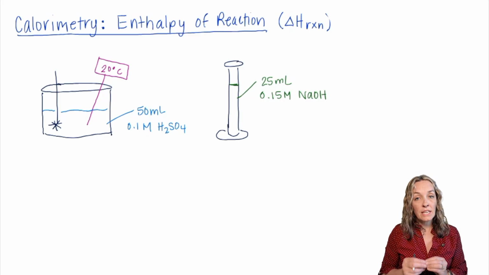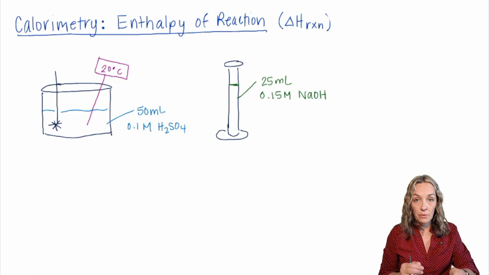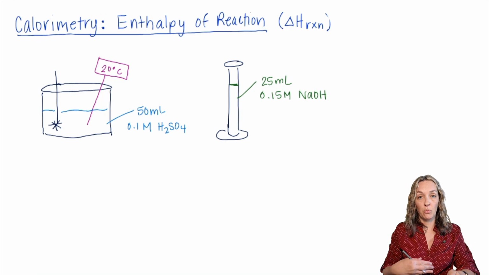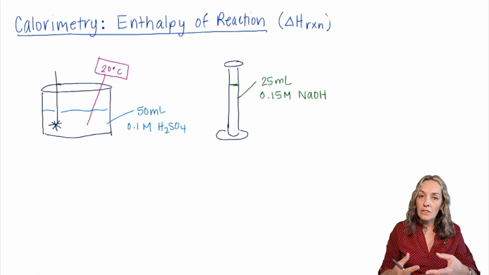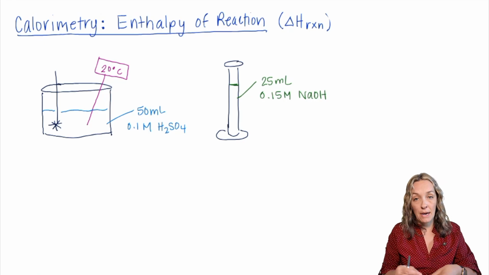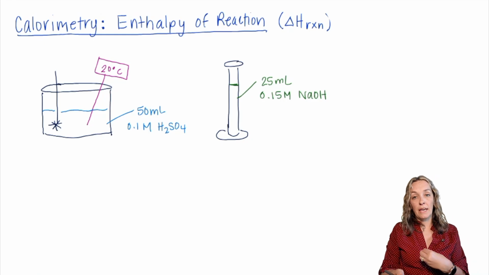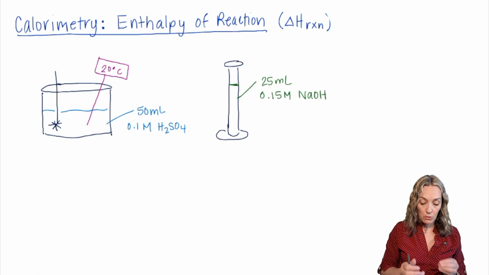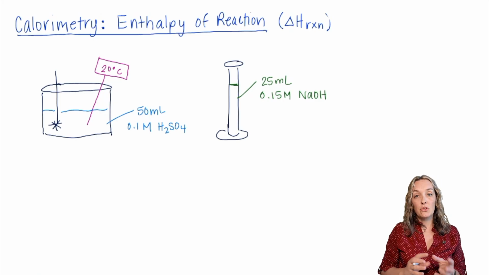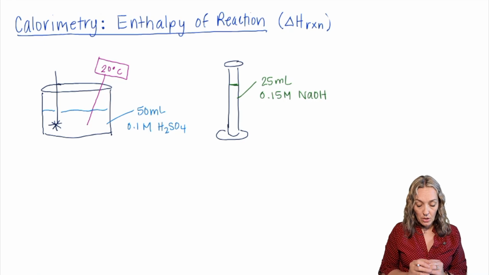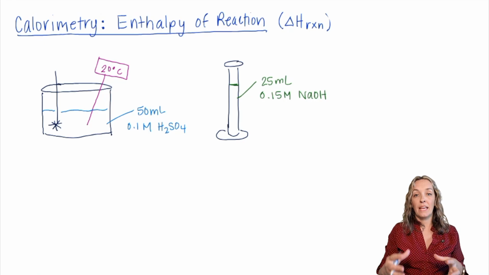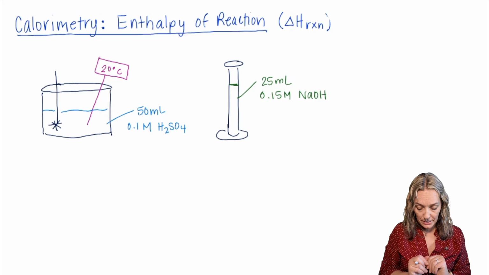Now, remember that energy cannot be created or destroyed, so any energy that is released from the reaction would be absorbed by the water. Since it can't be created or destroyed, it has to be the exact same amount of energy. Likewise, if a reaction is endothermic and absorbing energy, the exact same amount of energy has to be released by the water. So we essentially have two components to a calorimeter. We have the reaction and we have the water around it.